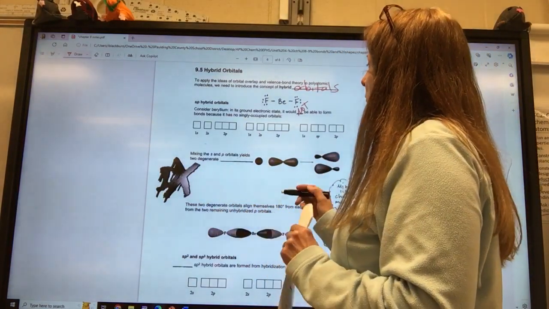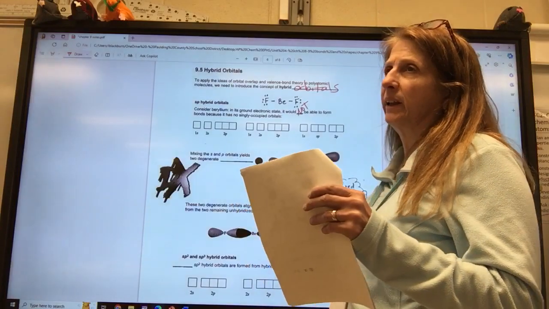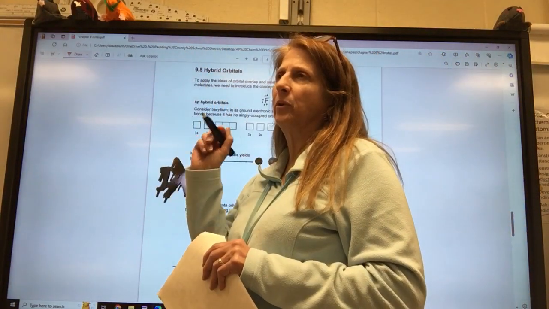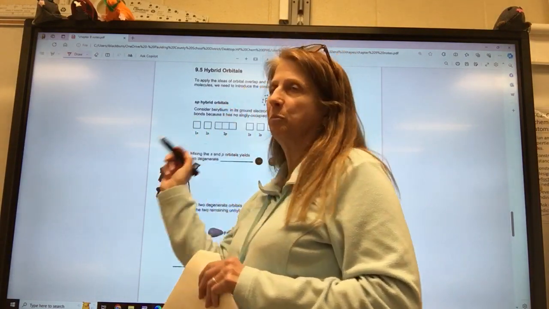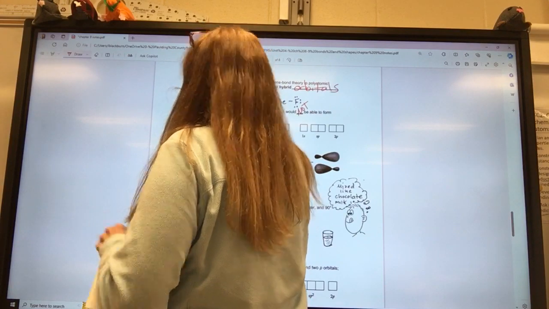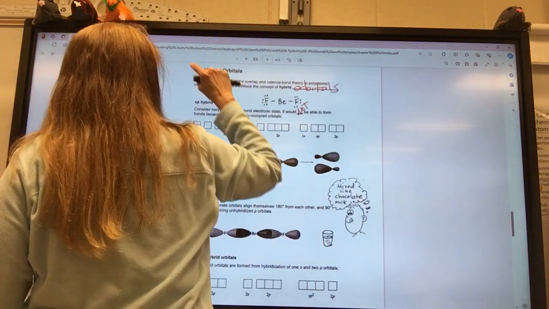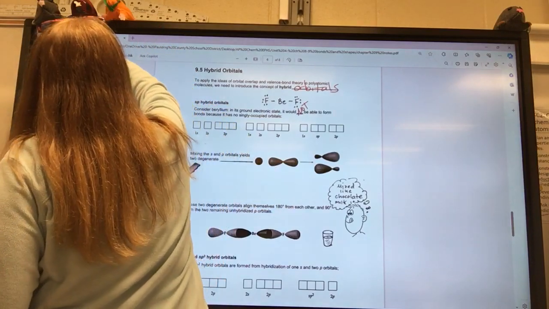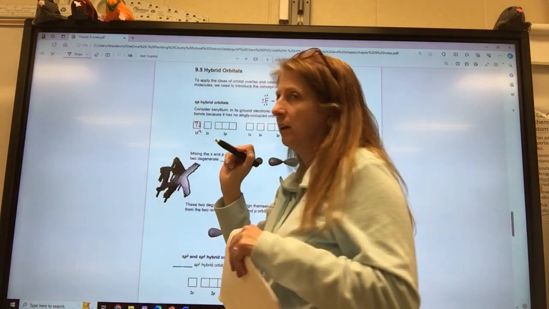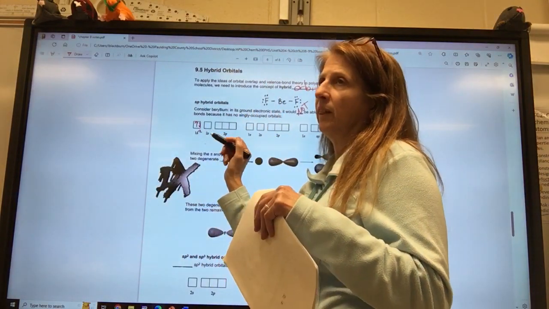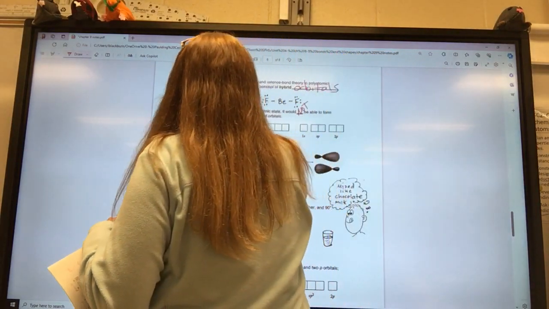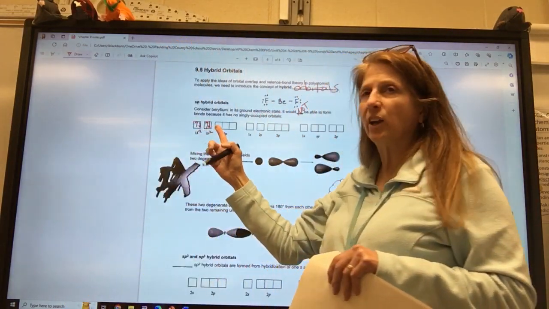So if we were to do the ground state of beryllium, if we were just going to do its electron configuration, look at the periodic table and tell me what the electron configuration of beryllium is. 1s2, so I'm going to draw my arrows, and then what is it? 2s2. You can put your little superscript, and it would have 2 arrows, and it would make no bonds.